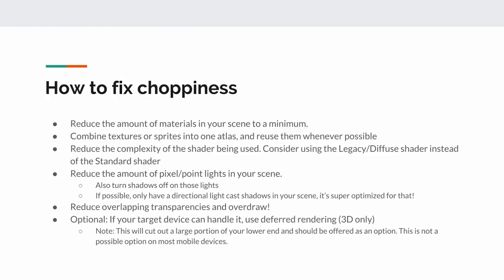If possible, only have 1 directional light cast shadows in your scene. Directional lights are really optimized for shadow casting. There's lots of benefits to using it.